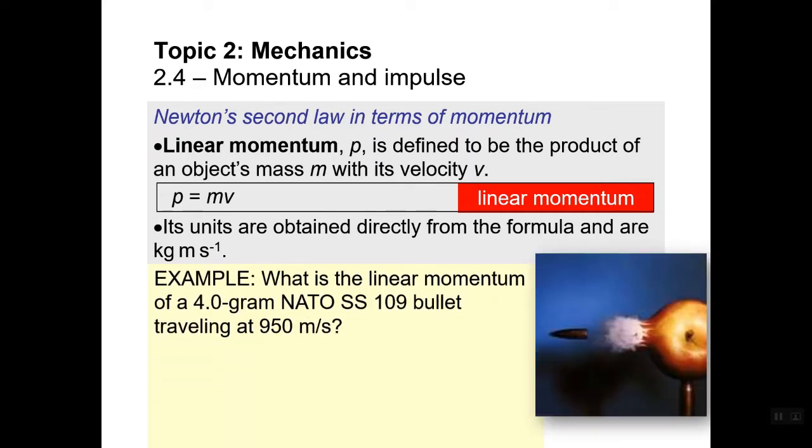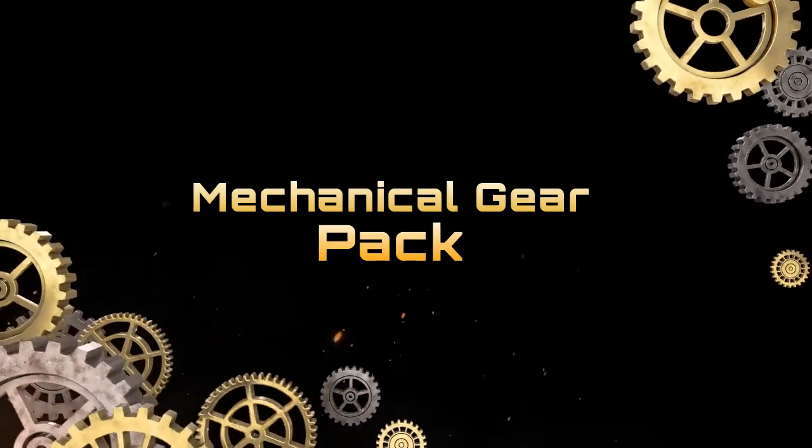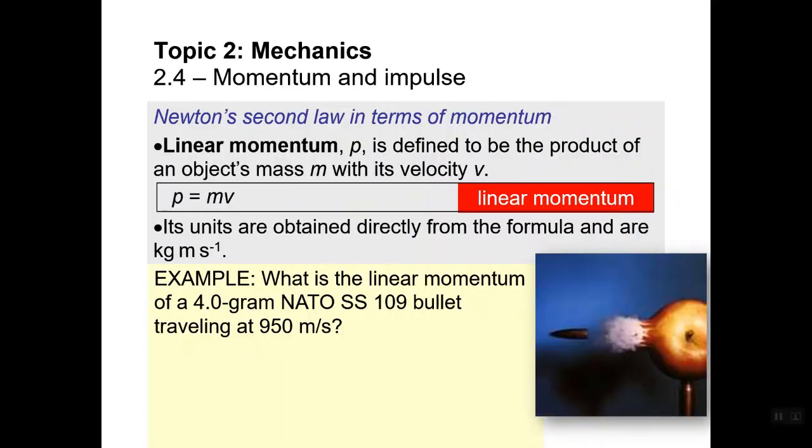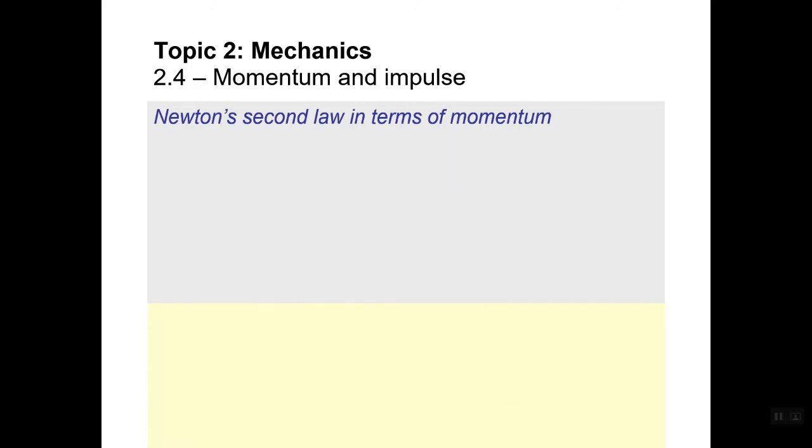We have one example. What is the linear momentum of a 4-gram NATO SS-109 bullet traveling at 950 meters per second? First of all, we need to convert grams to kilograms. That is, jump 3 decimal places left. Then linear momentum is mass times velocity. That gives us 3.8 kilogram meter per second.